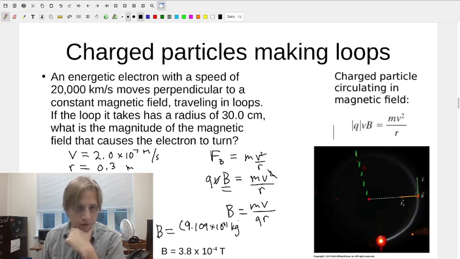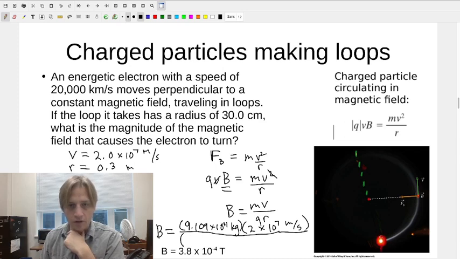31st kilograms. V is what we gave you, so 2 times 10 to the seventh meters per second. And then q is also a number that we used a lot in some of the problems, but you don't have to remember it. You want to go look up that elementary charge, that 1.602 times 10 to the minus 19th coulombs. And then r you've been given. Okay, and if you put everything in good units, you will get your magnetic field in units of Tesla.